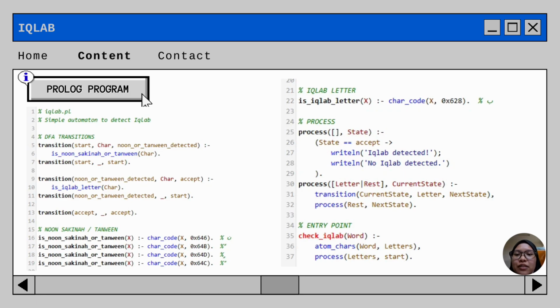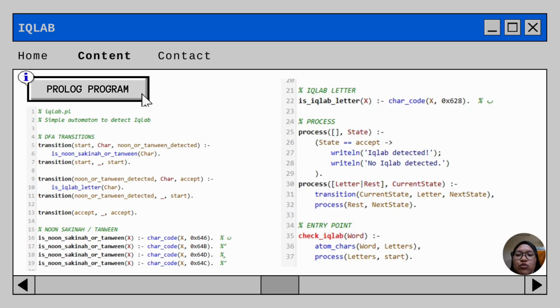This is the Prolog implementation of the DFA for iqlab. The code is divided into 5 sections. Starting with the DFA transition block, this defines how the automaton moves between states. When at start and the nun sakinah or tanween is detected, it moves to nun or tanween detected. If anything else is seen, it stays at start. From nun or tanween detected, if the next character is ba, it moves to accept. Otherwise, it resets back to start. Once at accept, it stays there regardless of what comes next.